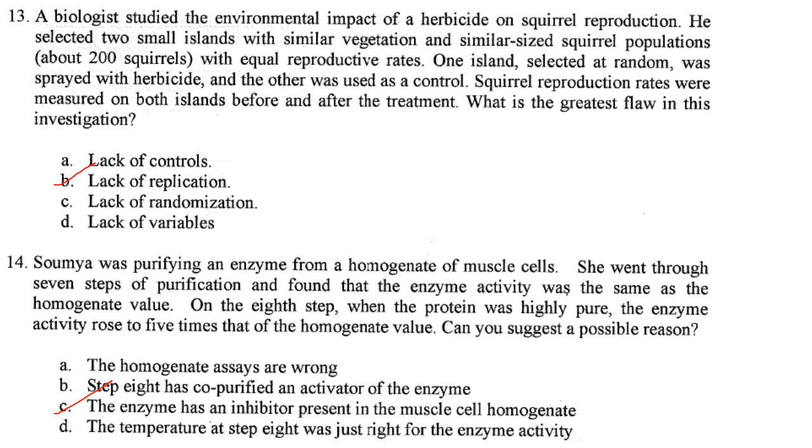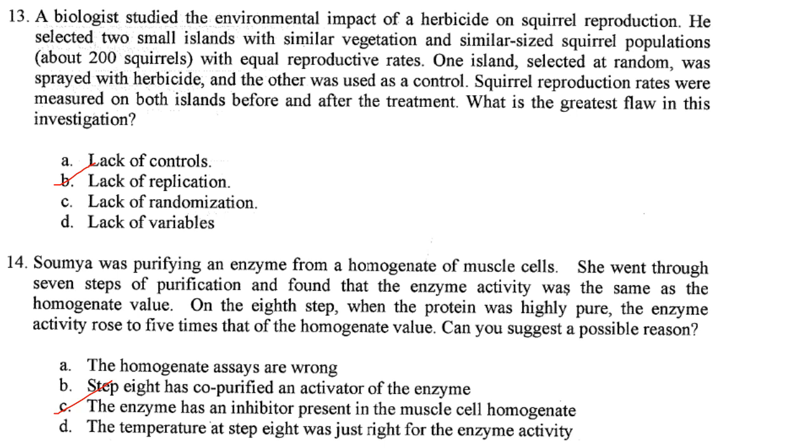Then next one. A biologist studied the environmental impact of a herbicide on squirrel reproduction. He selected two small islands with similar vegetation and similar sized squirrel populations with equal reproductive rates. One island selected at random was sprayed with herbicide and the other was used as control. Squirrel reproduction rates were measured on both the islands before and after the treatment. What is the greatest flaw in this investigation?